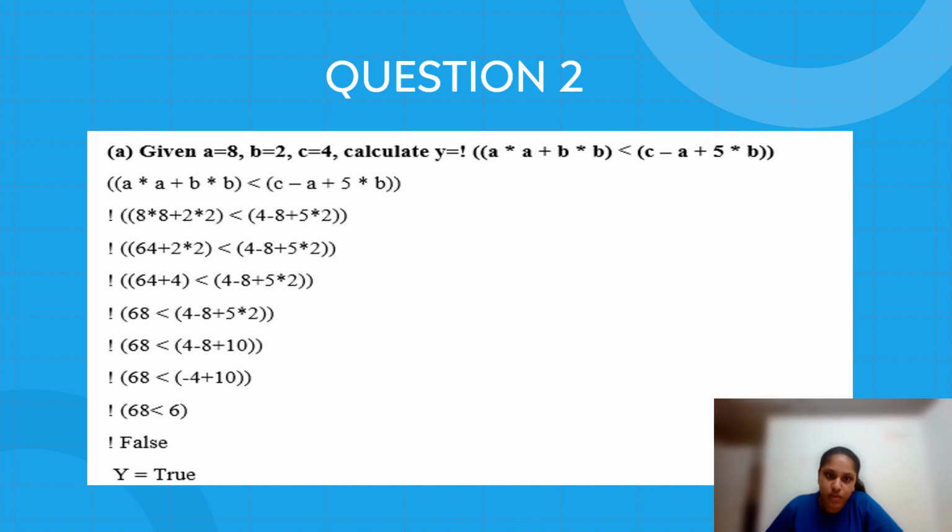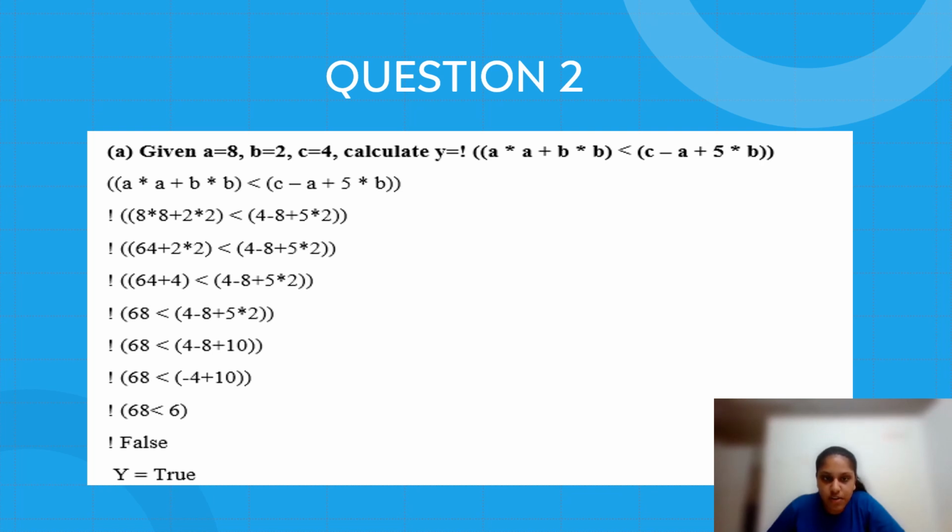As you can see, I will be presenting question 2. Given A equals 8, B equals 2 and C equals 4. We have to substitute A with 8, B with 2 and C with 4. After substituting, the next step is multiplication from the left bracket. 8 times 8 will get 64. After that, we solve the next multiplication. 2 times 2 will get 4.